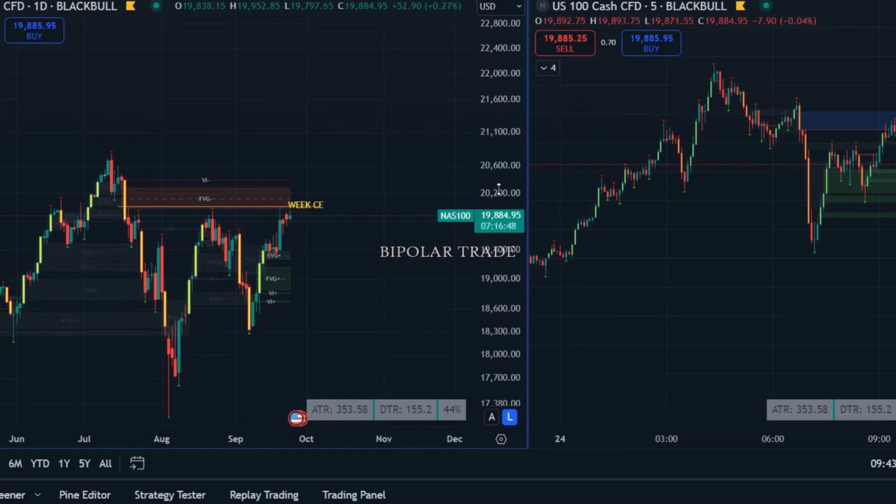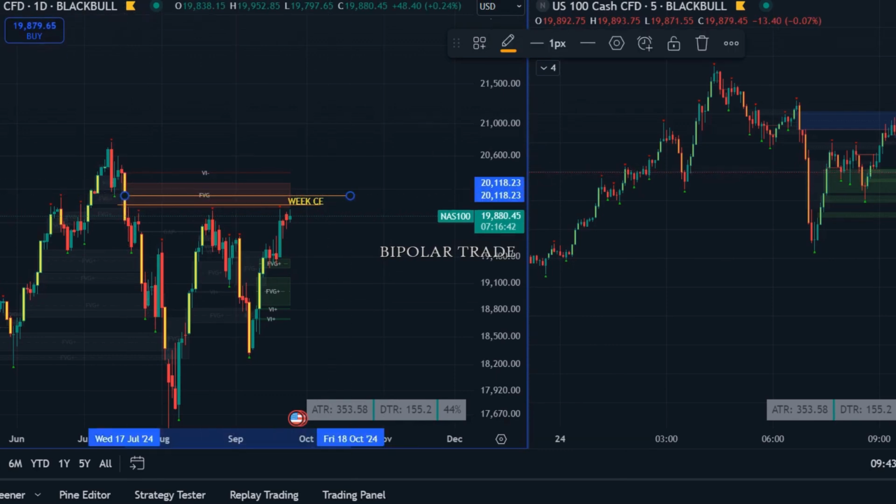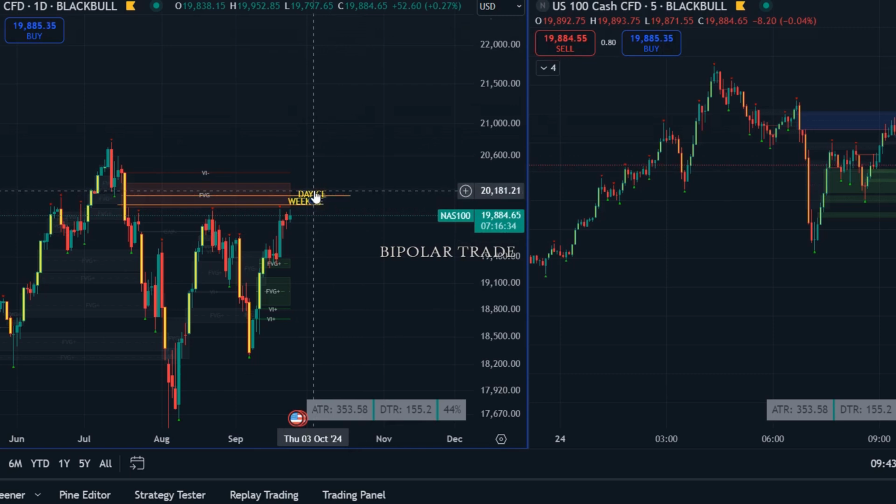So even in the daily, you see there is an FVG and you have the daily consequent encroachment. So we'll just mark that out.